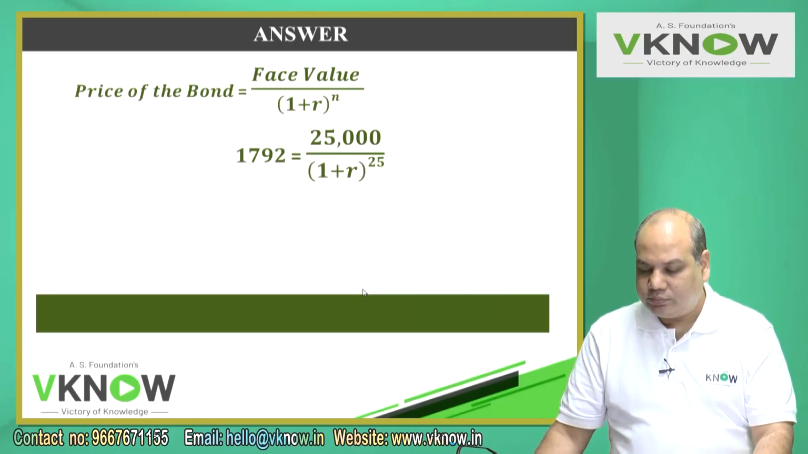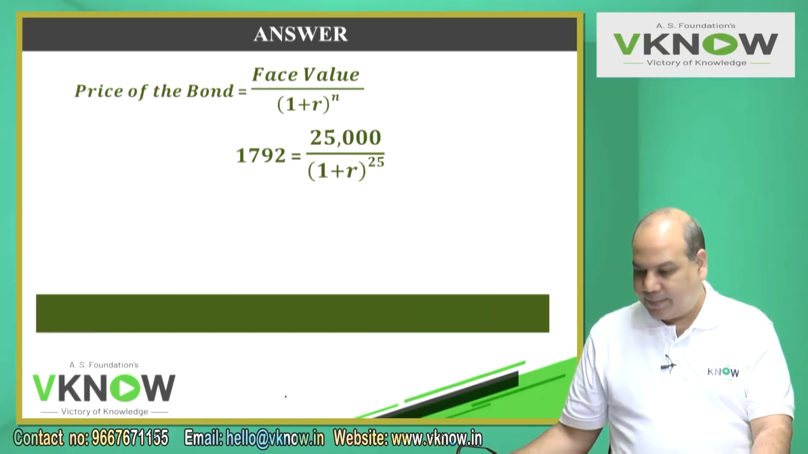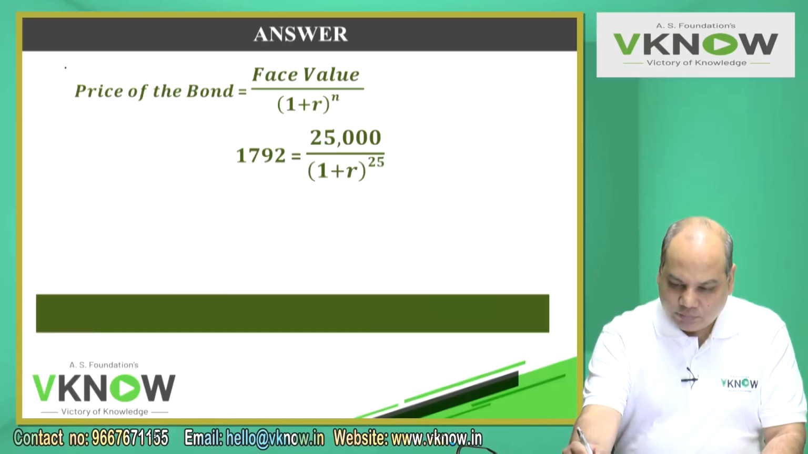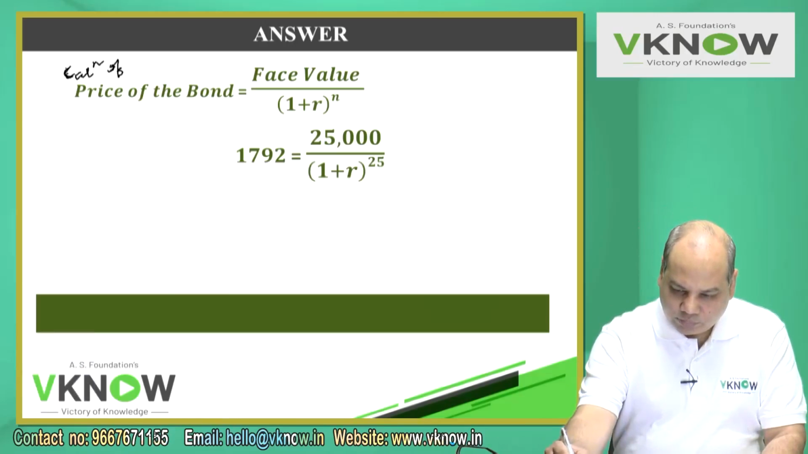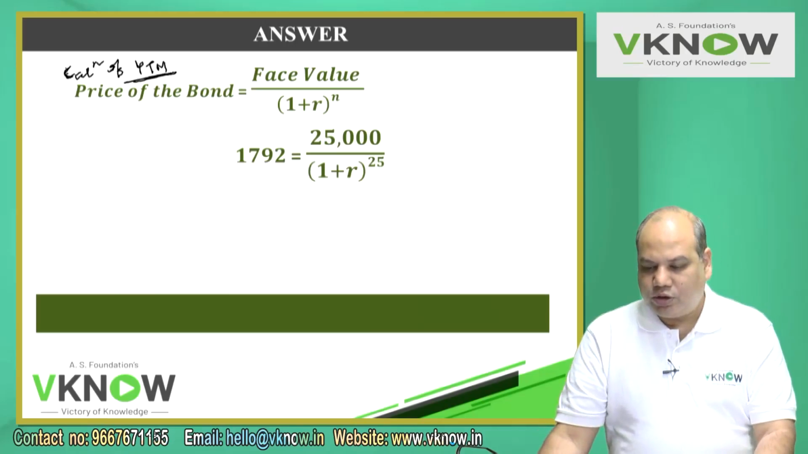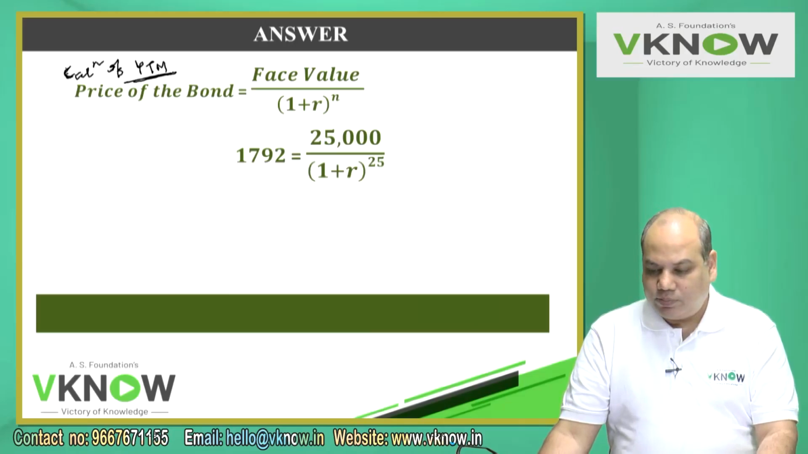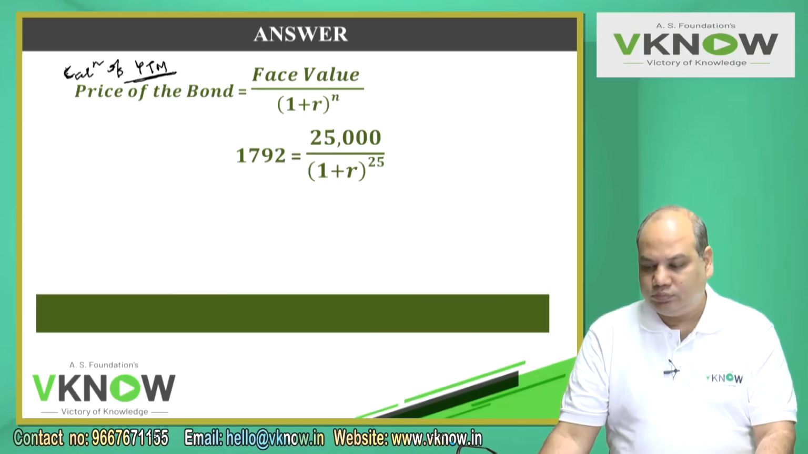Next heading write down calculation of YTM. So equation, write down: price of the bond is equal to face value upon 1 plus R to the power n. 1792 equal to 25,000 upon 1 plus R to the power 25.